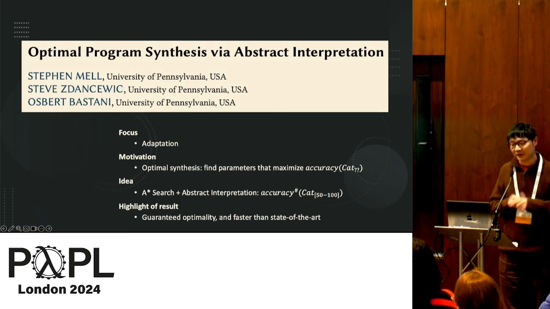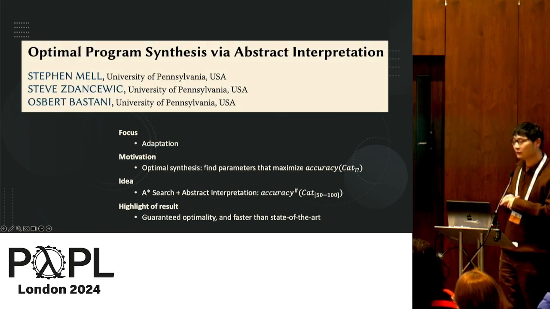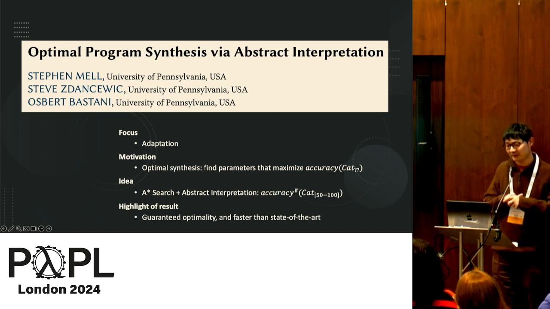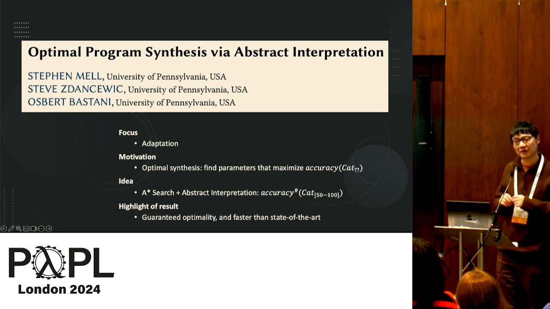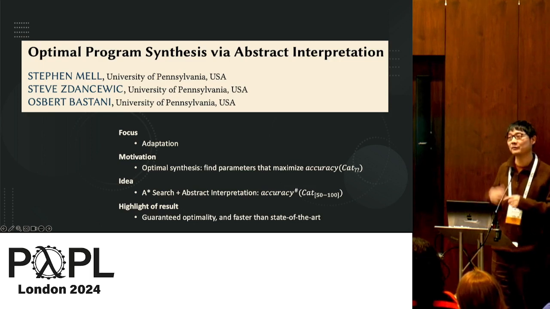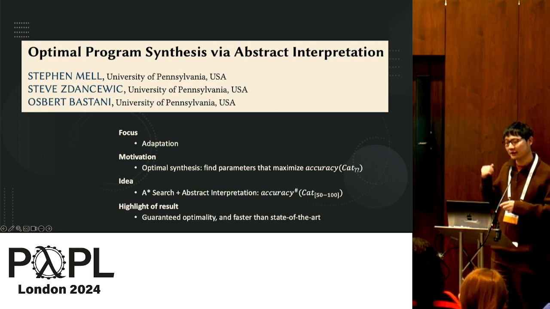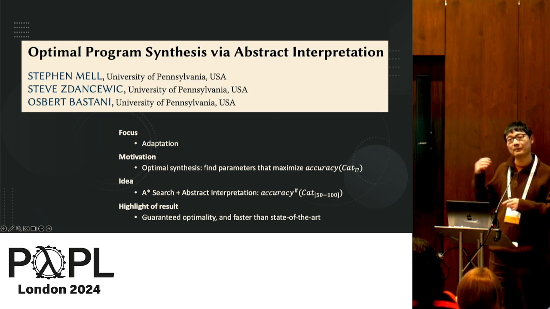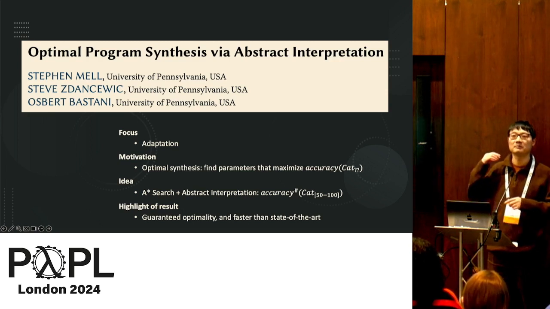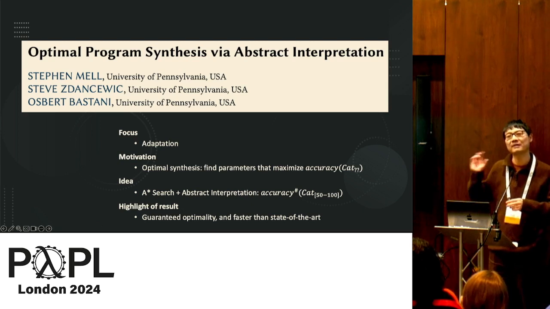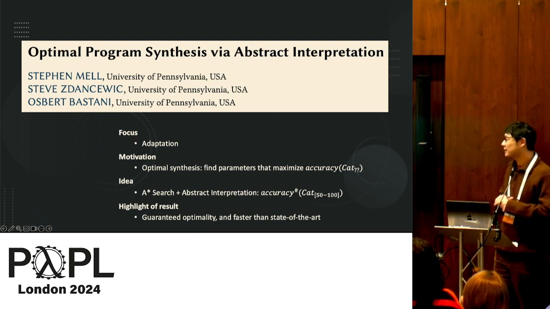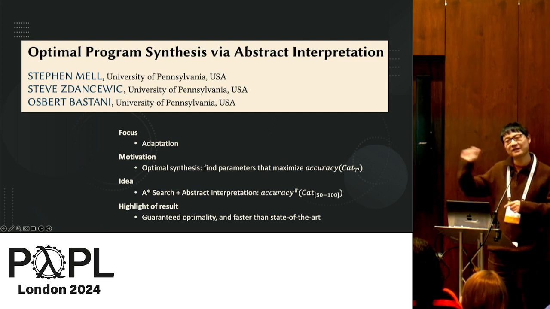Last but not least, we have a paper from a set of researchers from UPenn. This paper's focus is on adaptation. Remember, we want to have an optimal program, right? Optimal program synthesis. And here, let's say you have a parameterized program. For example, you have an image and you want to determine whether it's a cat or not. The program can be parameterized, and you want to tune the parameter so that you maximize the accuracy.